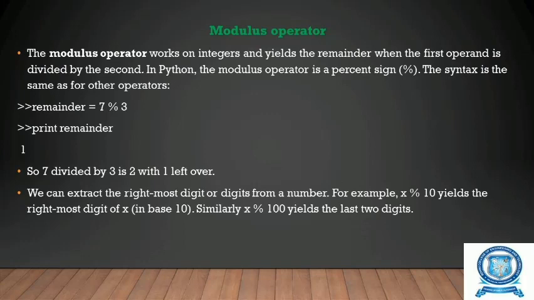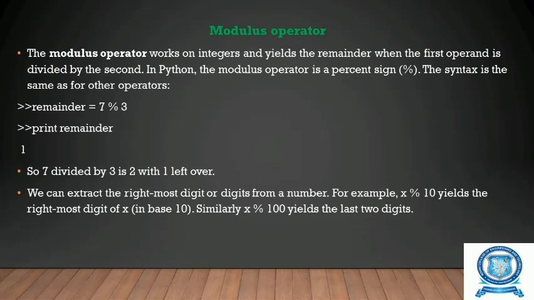The syntax is the same as other operations, like remainder is equal to 7 modulo operator 3. When we divide 7 by 3, we get the remainder as 1, which will be returned as the value. So if we print remainder, we will get the answer as 1. 7 divided by 3 returns 2 with 1 left over, that is, 2 will be the quotient and 1 will be the remainder.